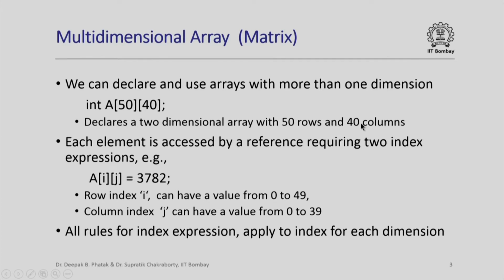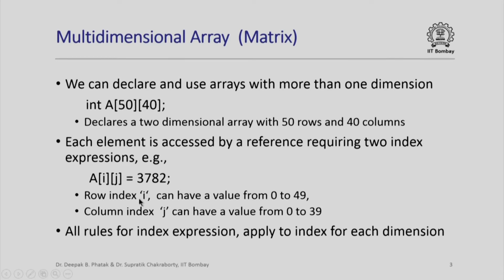Each element of this two-dimensional array is accessed by a reference which will now require two index expressions. So, for example, a[i][j] will mean the ith row and jth column element. Suppose its value is 3782, then the ith row jth column element will be assigned this value.